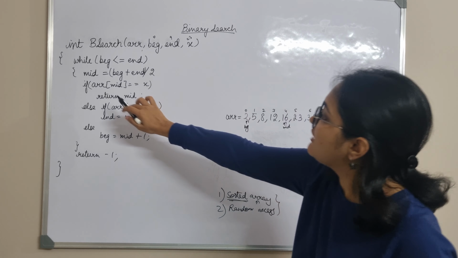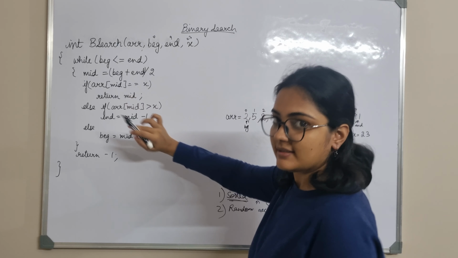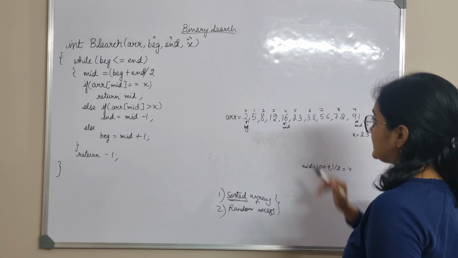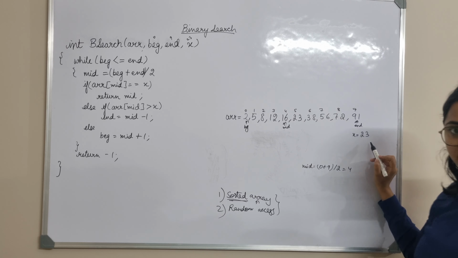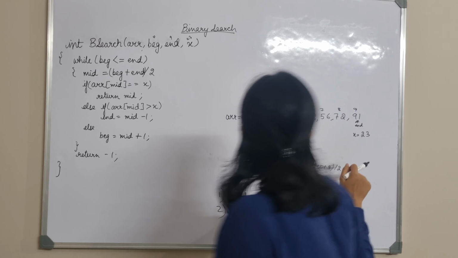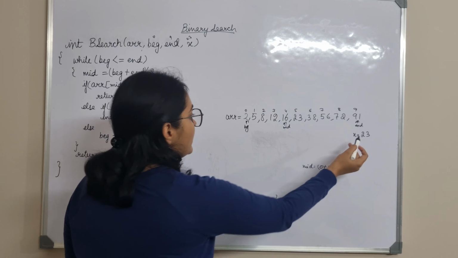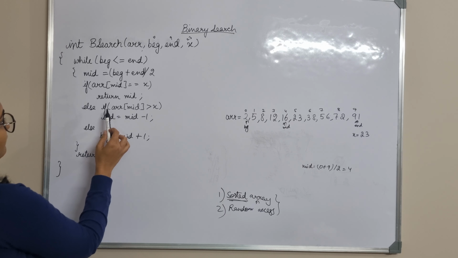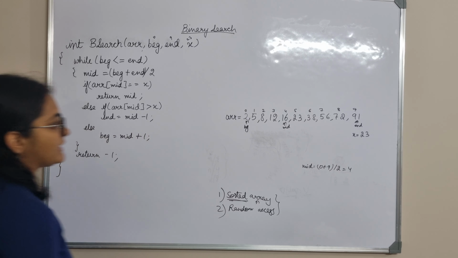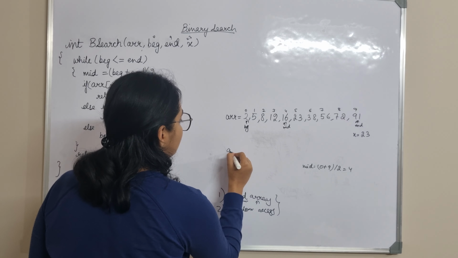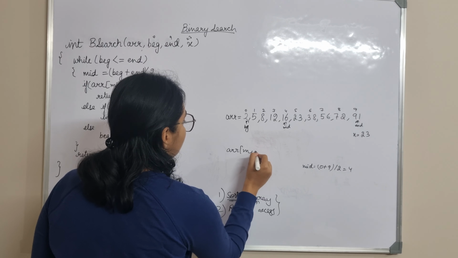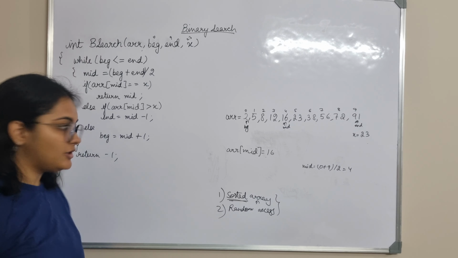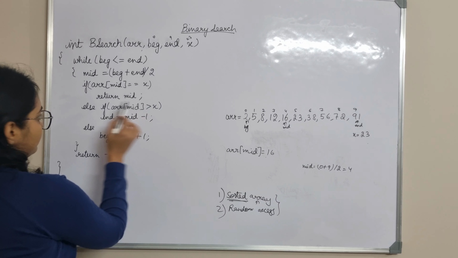If array of mid equal to x, array of mid is what? 16. Is 16 equal to 23? No, right? 16 is not equal to 23. Then what should we do? Then this condition fails. If array of mid is greater than x, array of mid is 16. Is 16 greater than 23? No, it's not. Then skip.